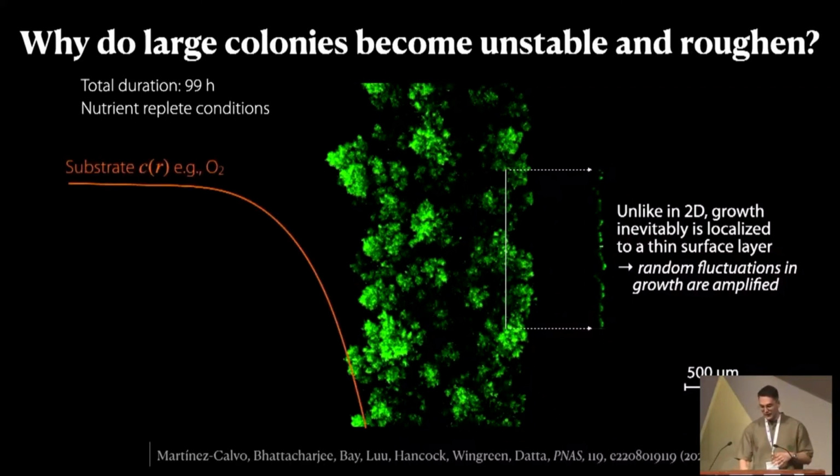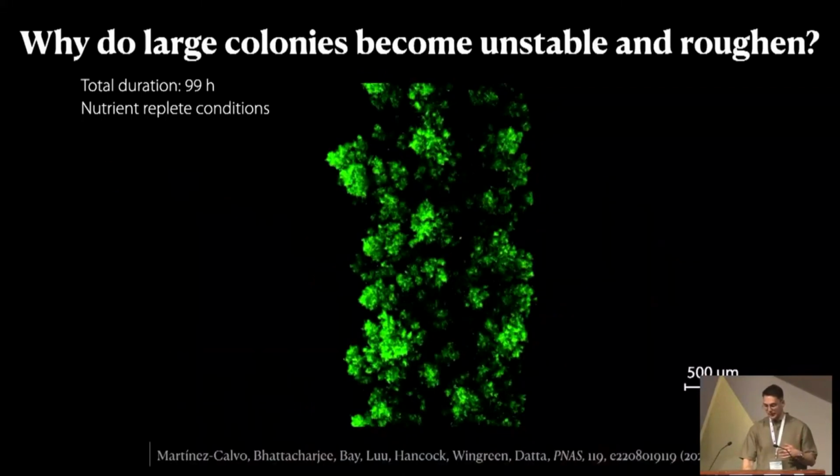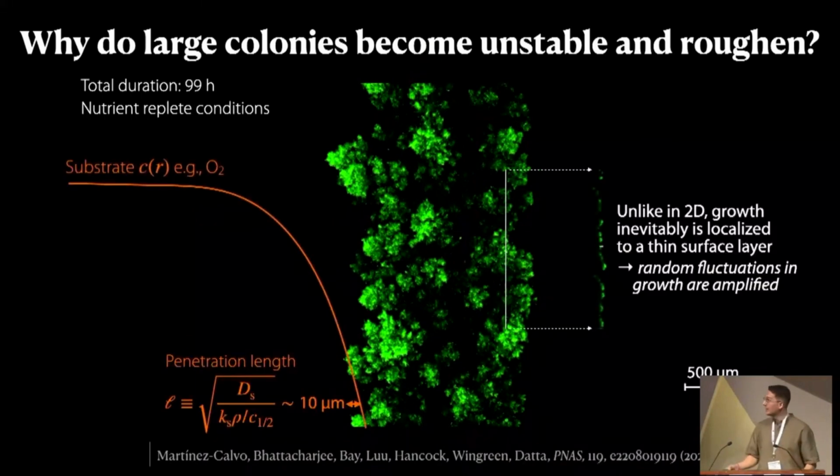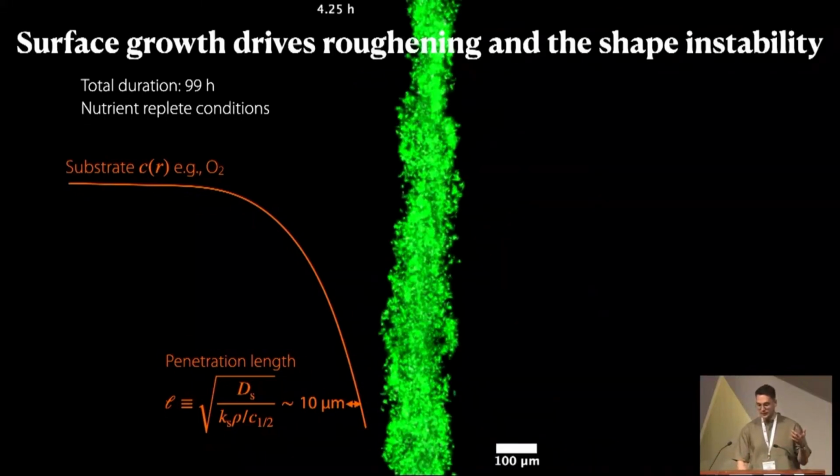Then you can do a simple back of the envelope calculation to compute how much the nutrients can penetrate. That depends on the diffusivity of either oxygen or your substrate, the uptake rate, and the density, which are pretty close. And these are tens of microns compared to hundreds of microns of the colony. So that makes sense. And then you can ask, what are the cells at the core doing?